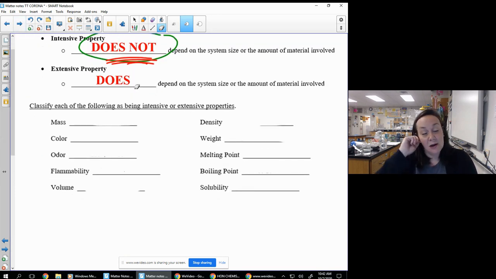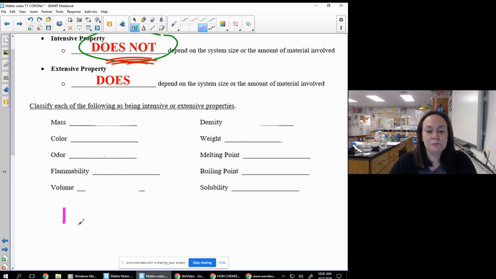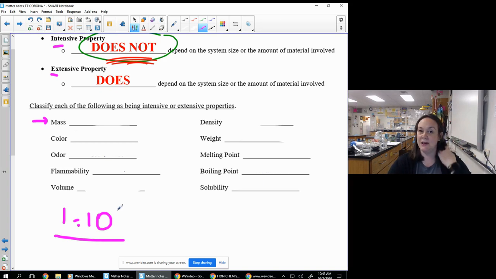The last one that we did was quite challenging because this is brand new. What you want to think about is if you're given 1 or 10 of something, pick something like pennies. If I've been given 1 penny versus 10 pennies, does it make the property change? So I'll do one example with you. Mass, is it intensive or extensive? Intensive does not change with amount. So it would be the exact same thing if you had 1 penny versus 10 pennies. And extensive does change if I had 1 or 10. So the first one is mass.